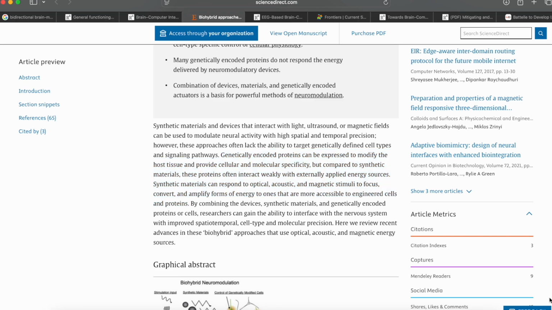By combining the devices, synthetic materials, and genetically encoded proteins or cells, researchers can gain the ability to interface with the nervous system with improved spatiotemporal, cell type, and molecular precision. Here we review recent advances in the biohybrid approaches that use optical, acoustic, and magnetic energy sources.